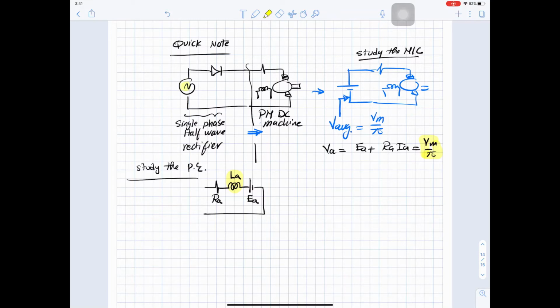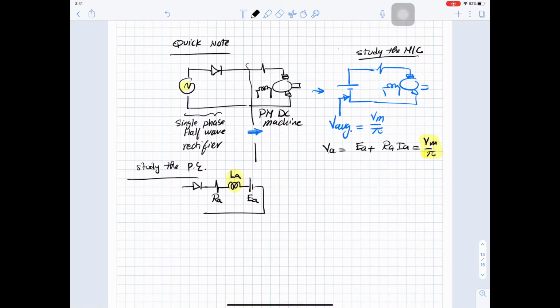Now your supply is not steady state DC. Your supply here is changing. So this is the source you have, and it's not a steady state DC. It's not constant. So the inductance will have an effect. So to study this circuit from the power electronics perspective, we will study the circuit with a load, and this load is R, L, and E.